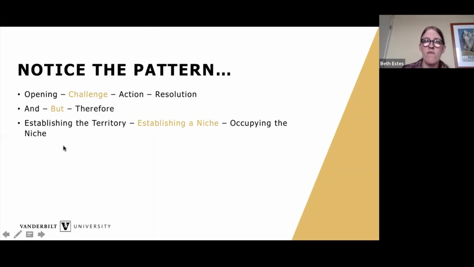So all of these things really align pretty well. You know, we have opening, challenge, action, resolution, and, but, therefore, even back to the basic model of establishing a territory, finding the niche within the territory, and then occupying it. Any one of these structures is fine to use. It's really a preference thing, which one resonates most with you. It applies most to your research. But I know you all are researchers at all times.